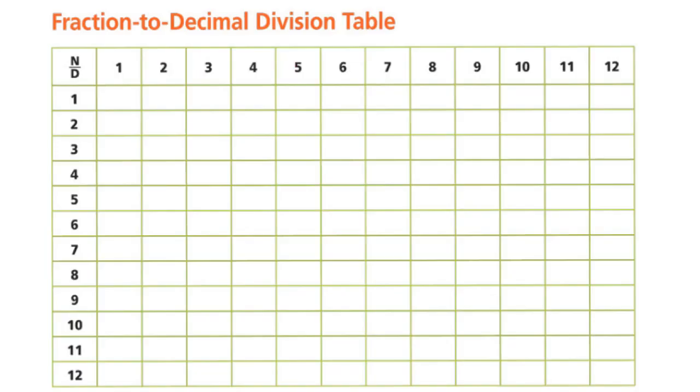All right, so I have in front of you, hopefully, what you also have in front of you, which is page 481. So over here we have a fraction to decimal division table. And if you look on the top left-hand corner, the N means numerator and the D means denominator. So this whole row going across is for the numerator, or the number on the top, and then the denominator is the whole row going on the bottom. So that's what we're going to use to help to fill out this chart.